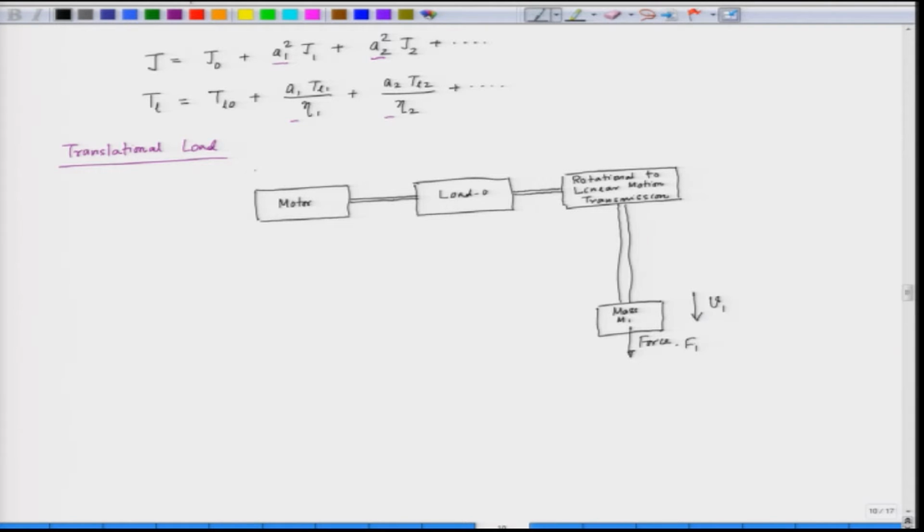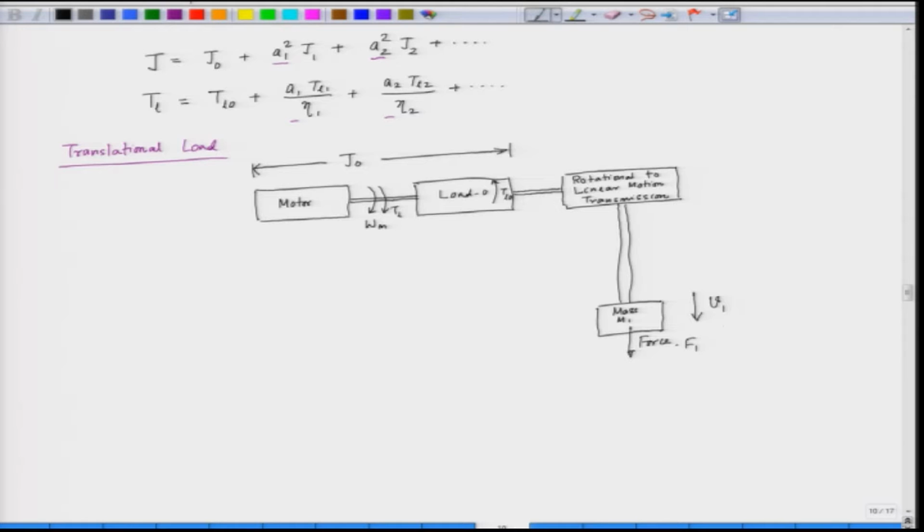The motor and the load combination has an effective inertia of J naught, the first load, that is the 0th load, and the motor is rotating at a speed of omega m. The load 0 is opposing this with a load torque of T L naught. The motor torque here is T L. So, we have to find out what this effective T L is, and the linear velocity of this mass is v 1.